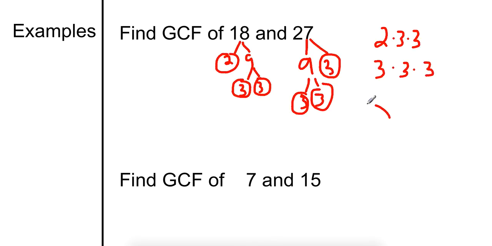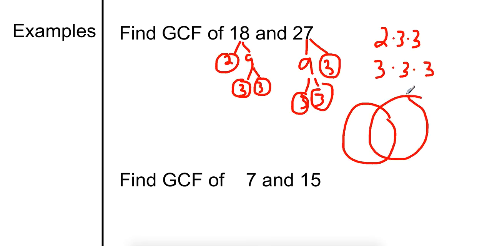So I'm going to make my circles. Again, I'm looking for sets they have in common. So this one has a 3, this one has a 3, so they have a 3 in common. This one has a 3, this one has a 3, so they have another 3 in common. And then that's it. 3 times 3 is 9. The greatest common factor of 18 and 27 is 9.